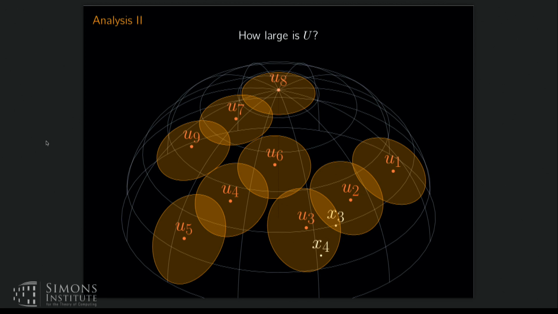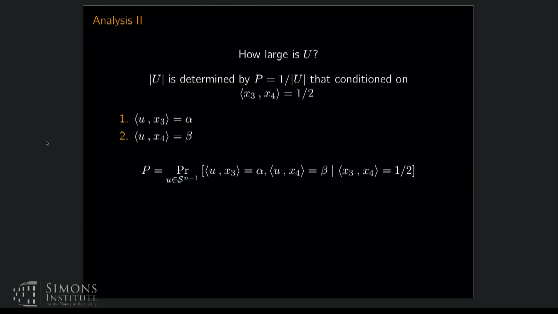I'm given x3 and x4, and I know that they're short, that they're close to each other because I've chosen enough of them at the beginning. Conditioned on the fact that they are close, what is the probability that my U will find them, where the distance between U and x3 is alpha and between U and x4 is beta? So what is the probability that this distance is alpha and this distance is beta, conditioned on the fact that this distance is what I want, let's say 1/2? It's nothing else but the conditional probability. So this is what I've just said.